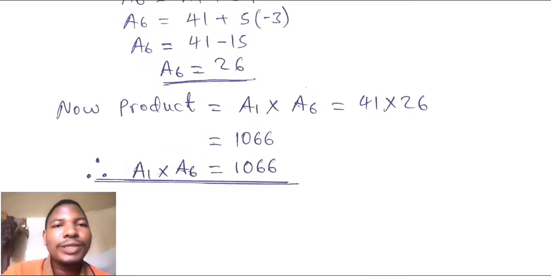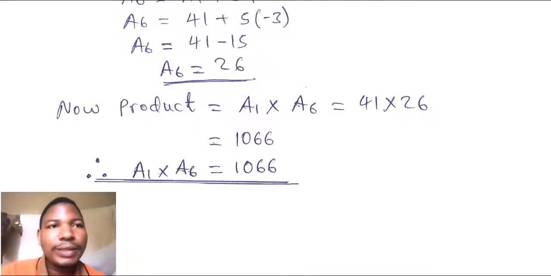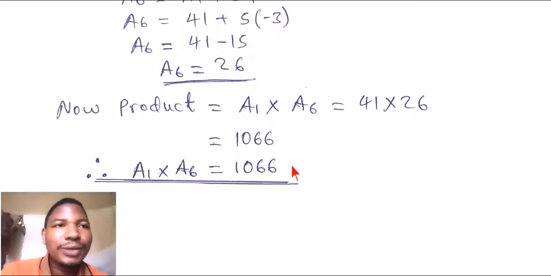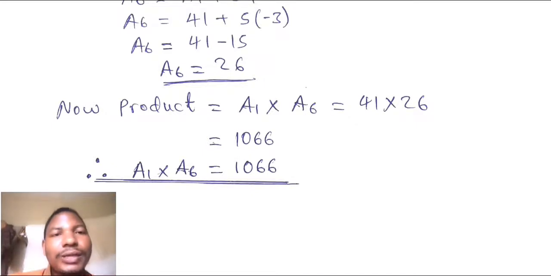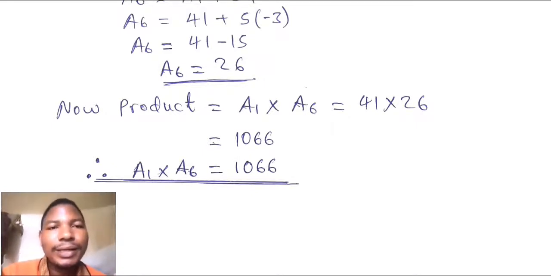But our attention, as you know, we need to find the product of the first term and the sixth term. But for the time now, we have the first term equals to 41, and also we have the sixth term, which is equal to 26. So its product can be obtained by taking this one times this one. So when you multiply, the product will be equal to 1066. So this one will be the product of that first term and the sixth term.